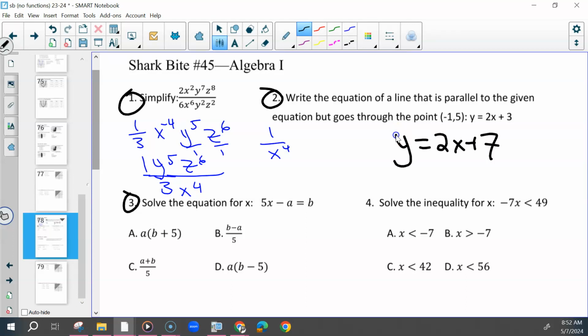If you didn't use point slope there, make sure you're planning to use Desmos. Questions on that one?